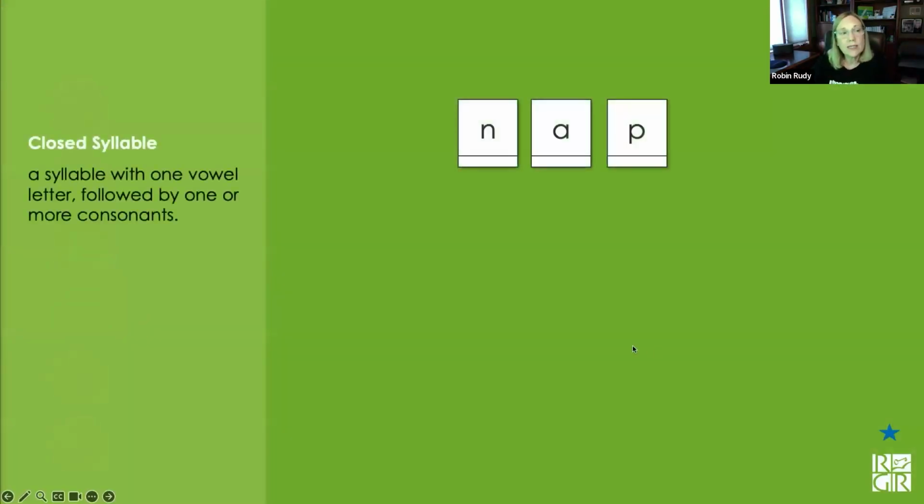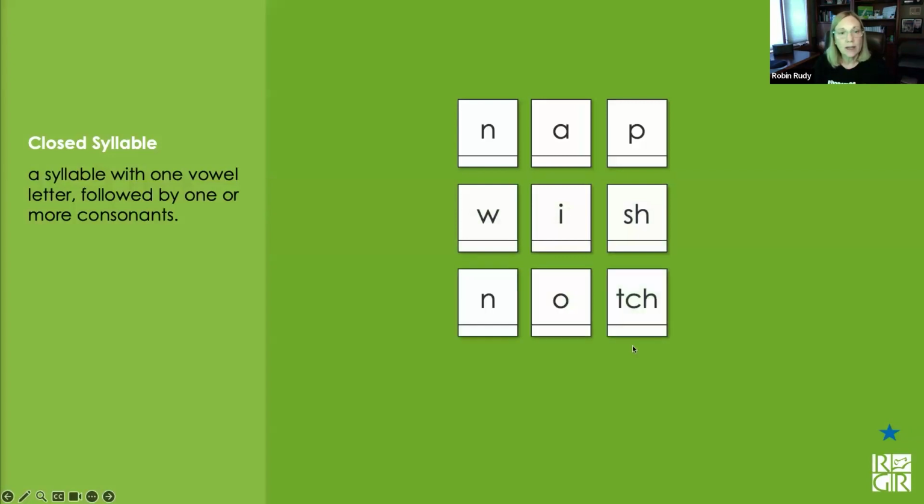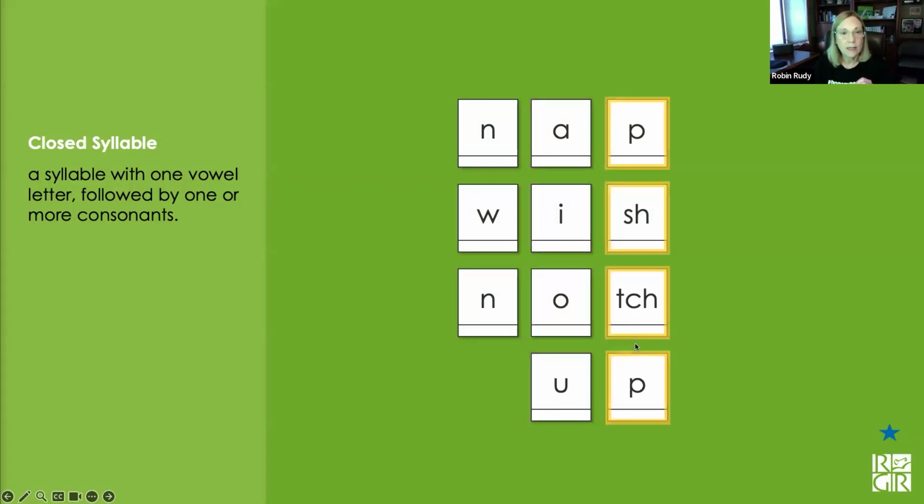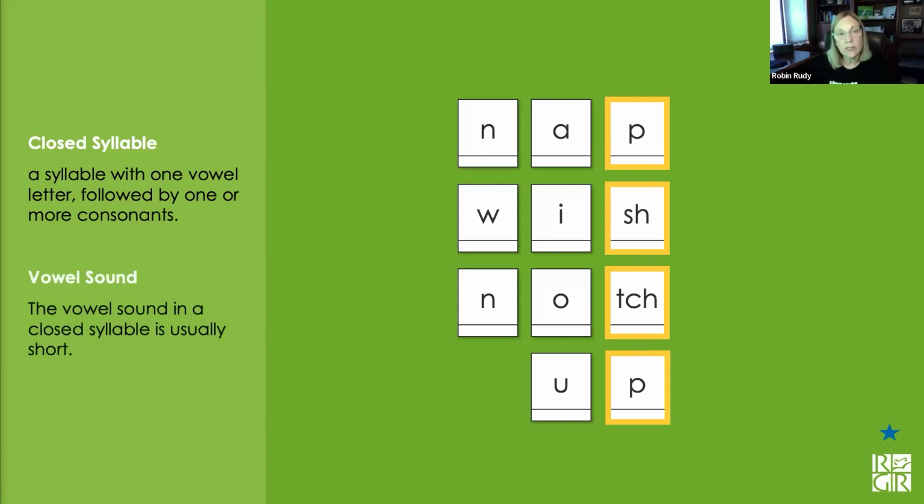So let's see, a closed syllable is something you can visually recognize. It is a syllable with one vowel followed by one or more consonants. Consider words like nap, wish, notch, and up. They all follow the same pattern. They have one vowel followed by one or more consonants. There's a lot of power in this. When we see this pattern, one of the things that we can do is predict the vowel phoneme. In a closed syllable, the vowel phoneme is almost always short. If we want our students to be automatic with their fluency, it all starts with understanding patterns like this.